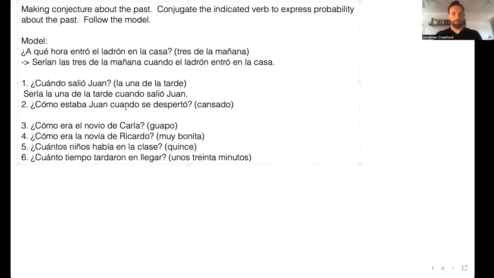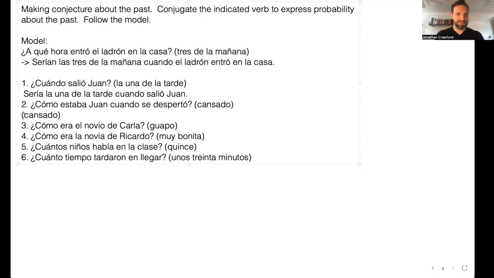¿Cómo estaba Juan cuando se despertó? How was Juan when he woke up? Cuando se despertó. We know that's the preterite tense. And I've made videos on the preterite tense, the past tense, the imperfect. You can go back and watch those. ¿Cómo estaba Juan cuando se despertó? And the answer is going to be cansado. How was Juan when he woke up? Tired. Cansado means tired.